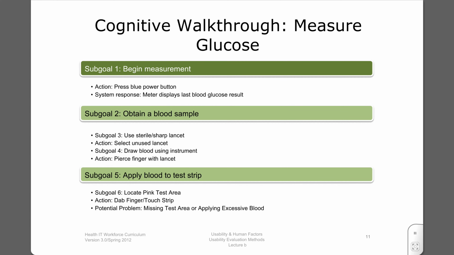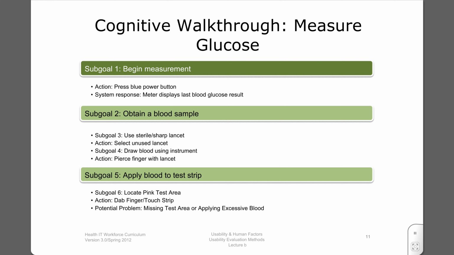We conducted a cognitive walkthrough of a commercial glucose meter. The CW can be used to evaluate any kind of device. A detailed but partial walkthrough is illustrated over the course of the next 3 slides. The task was to measure glucose. This slide shows 3 sub-goals. Begin with a goal of beginning a measurement.